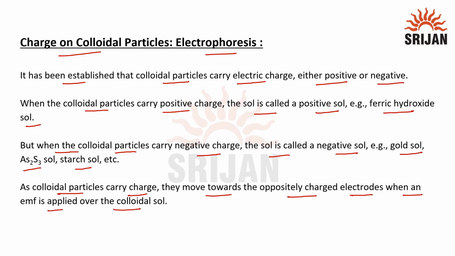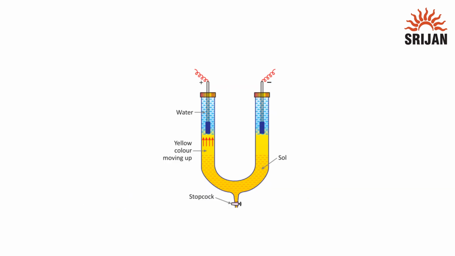As colloidal particles carry charge, they move towards the oppositely charged electrodes when an EMF is applied over the colloidal sol. So here we can observe that when external EMF is applied, here we have the positive electrode and here we have the negative electrode. The positive electrode is called as cathode and the negative electrode is called as anode.